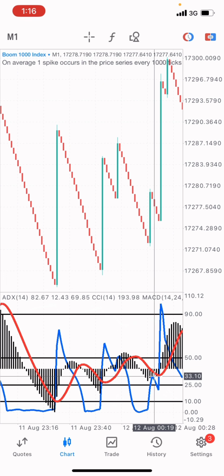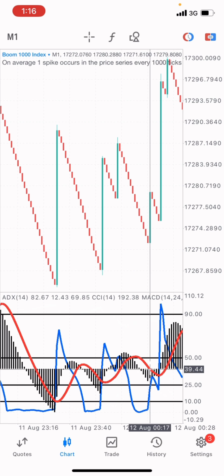You can see even at this point it was supposed to cross, but the line of the MACD was shortened. But there was still a spike. If you take a look at this, there was still a spike at this point right here.